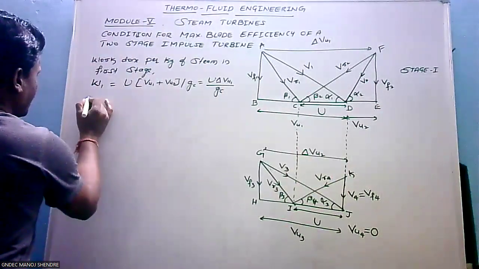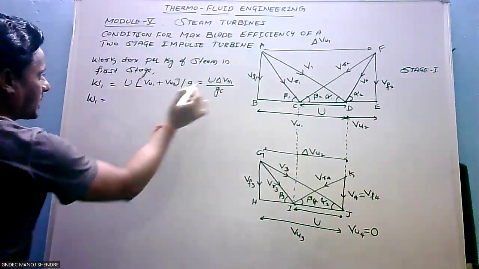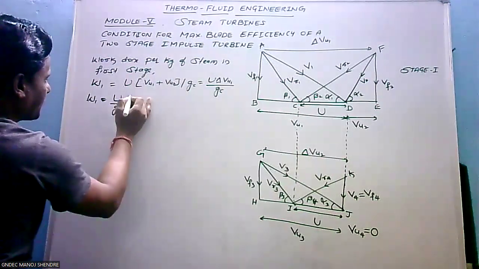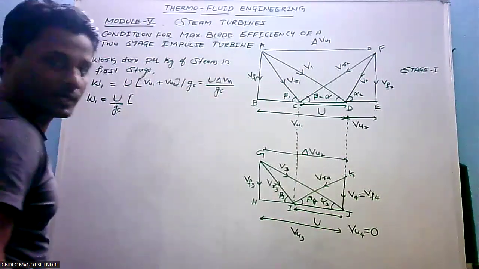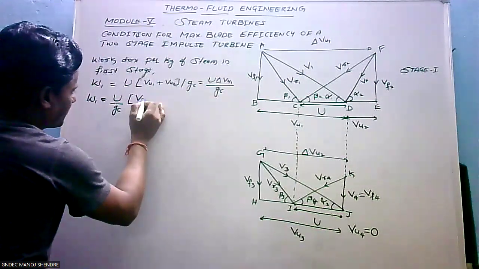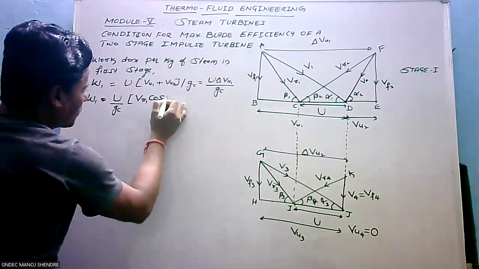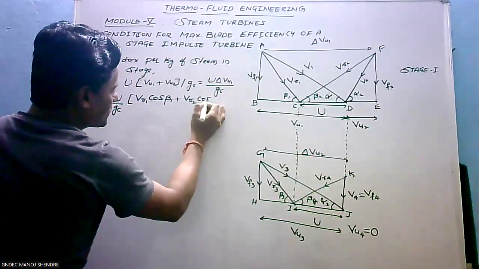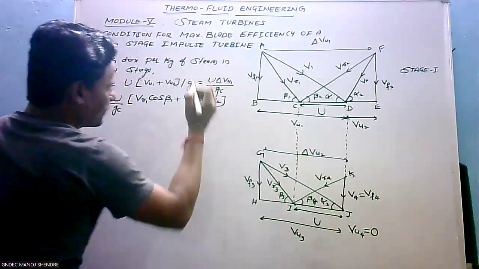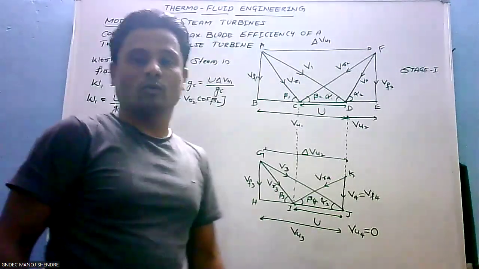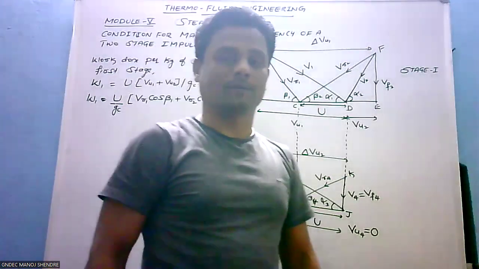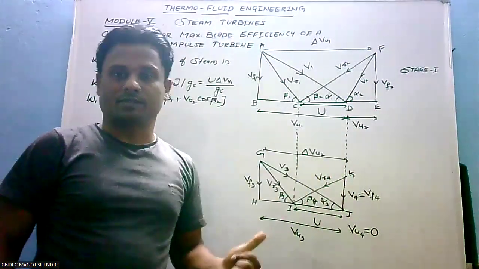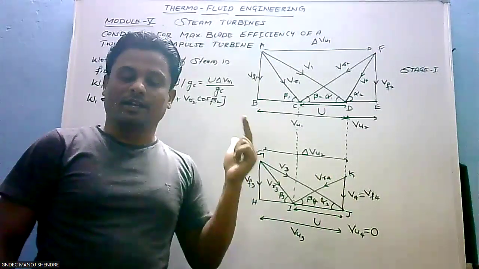So W1 can also be written as, U by GC remains as it is. Now delta VU can also be written as VR1 cos beta 1 plus VR2 cos beta 2. Right?